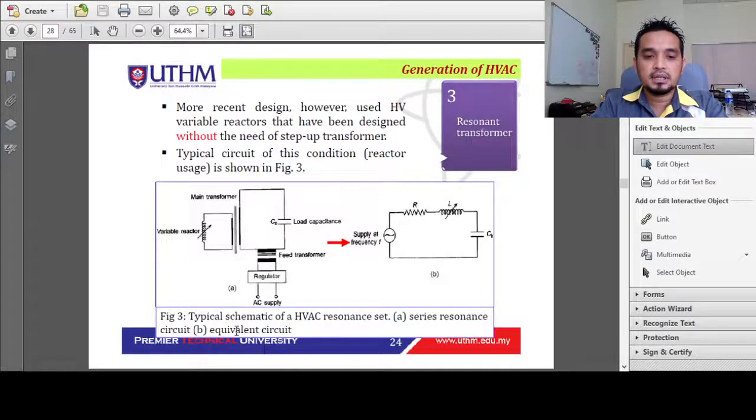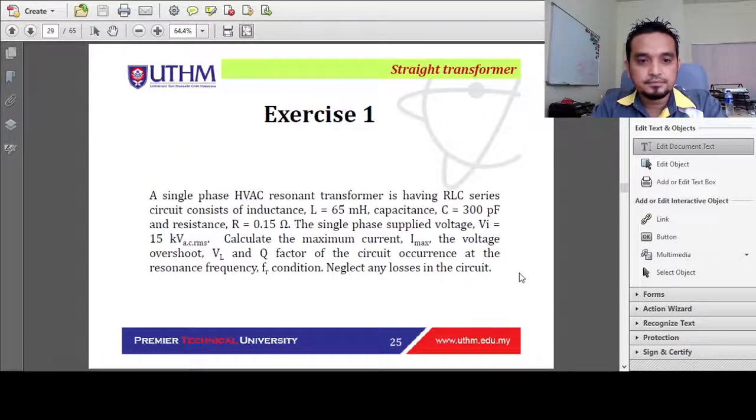Series resonant and equivalent circuit. Okay, we have this equivalent circuit. The RL is from the transformer, and CB is from the capacitance of the load. So we have the voltage regulator, so that this can be varied. So this will generate the resonant transformer.